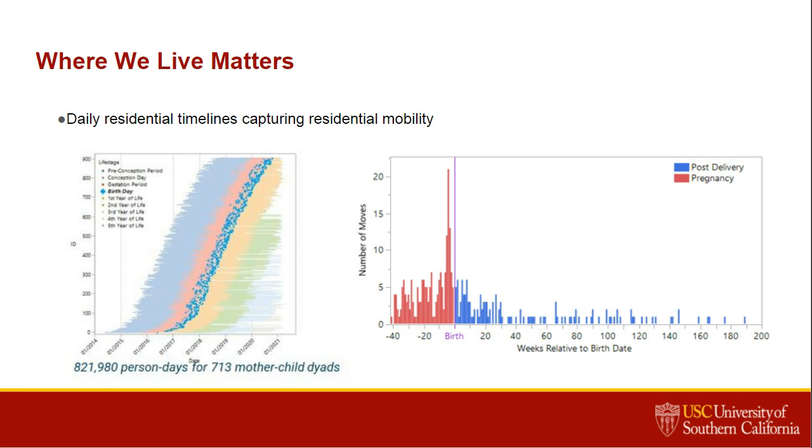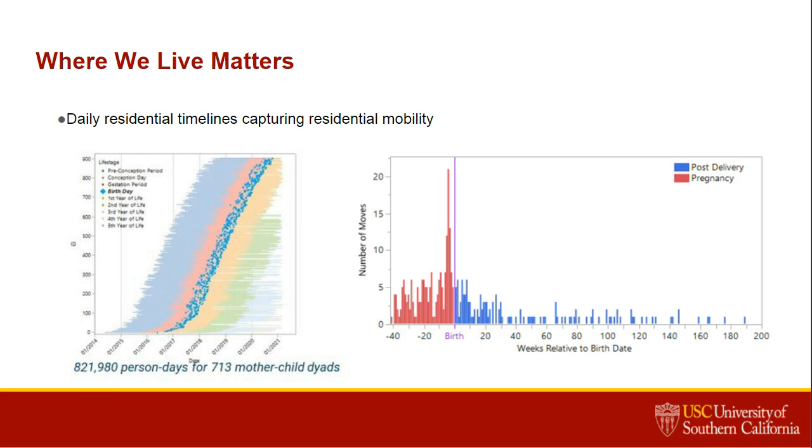We take all these birth dates and go back in time to cover the pregnancy period. That's the somewhat dark red or orange you see in this plot. We go even earlier than that into the preconception period. And then of course we keep building these forward in time, to follow up these babies and their moms to the latest time point that we have.